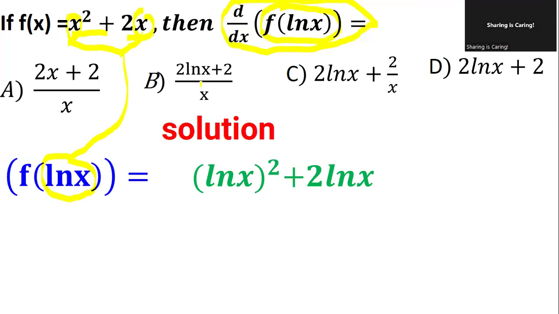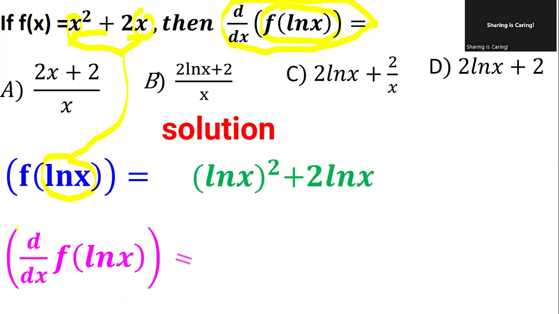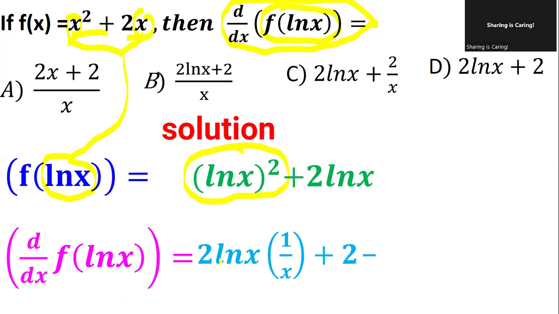Then the next step, we need to find the derivative of f of ln of x. Okay, how do you find the derivative of f of ln of x? So the first step, we need to apply the chain rule here. Then the derivative of this one, applying the chain rule, will be 2 ln of x, because we have the power of 2, and then the derivative of the inside part. This inside part is ln of x. The derivative of ln of x is 1 over x.